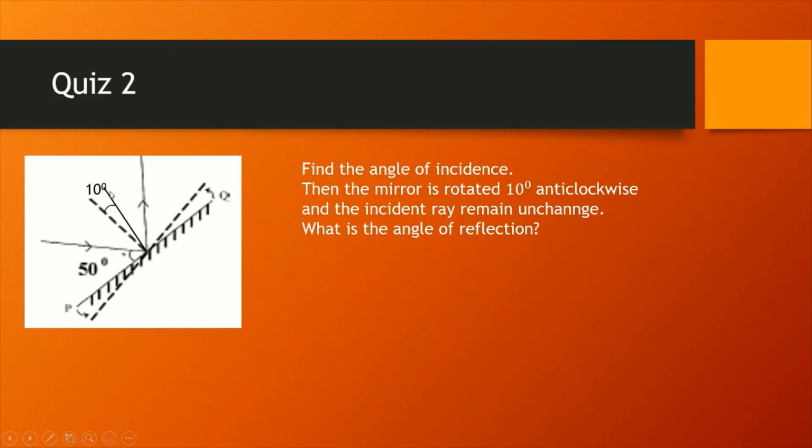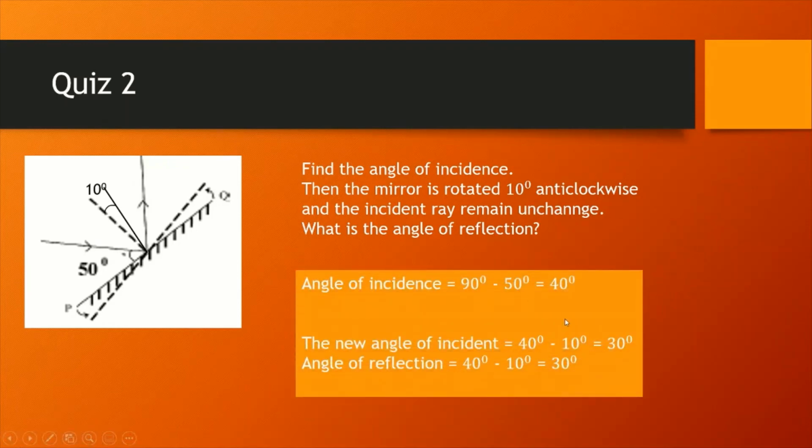You see, the old normal was here. Now the new normal has moved 10 degrees into the incident angle. Therefore, the incident angle now is from the incident ray to here. So how much do you think is here? Just now, from here to here was 40. Now this is 10, therefore the new incident angle is only 30. If the incident angle is 30, the reflected angle will also be 30.